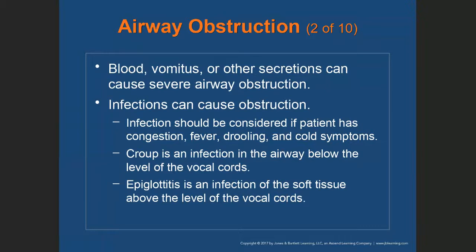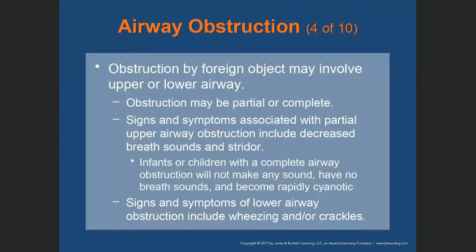Croup is an infection in the airway below the level of the vocal cords. Epiglottitis is an infection of the soft tissues above the level of the vocal cords. So epiglottitis is above the vocal cords. Croup is below the level of the vocal cords. Obstruction by a foreign object may involve the upper or lower airway. Obstruction may be partial or it may be complete.